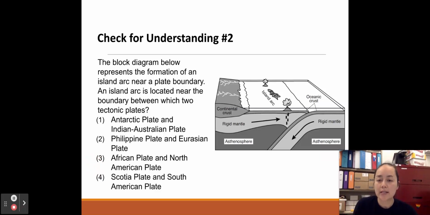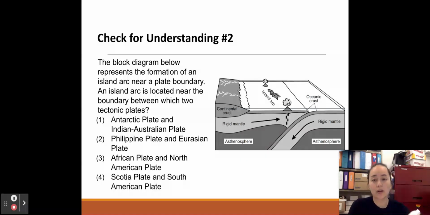So the next question asks for you to look at the block diagram, and it represents the formation of an island arc near a plate boundary. An island arc is located near the boundary between which two tectonic plates? So based on what's happening in this particular block diagram, you can see that there is oceanic crust that's subducting or going underneath continental crust. And so we're looking for a convergent plate boundary. And so we're going to go through each of the choices and look for the one where the two arrows are pointing towards each other to indicate a convergent plate boundary.